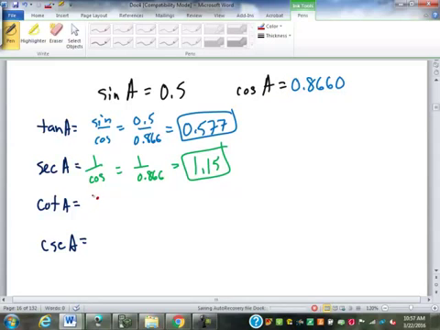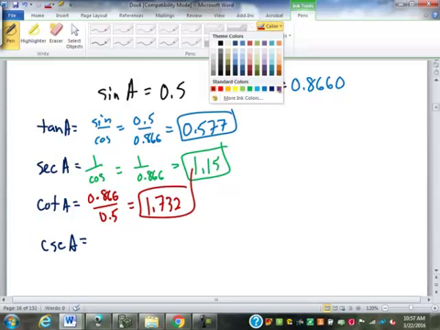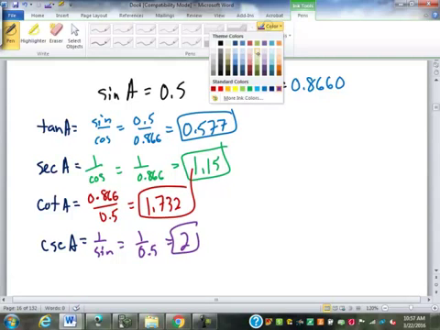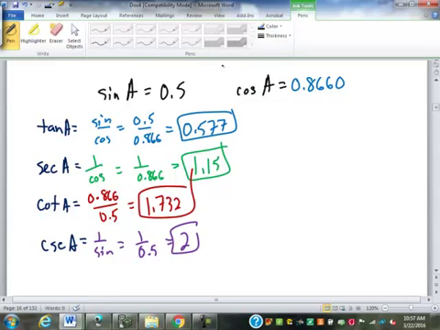Cotangent. 0.866 over 0.5, otherwise known as 1.732. And cosecant is 1 over sine, which is 1 over 0.5, or 2. How many of you got all 4 of those right? Good deal.